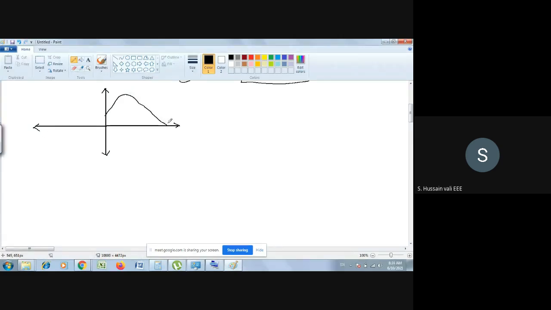We will discuss only the motoring part. We will not take the other quadrants. Only the motoring case we'll take. So we will draw this.